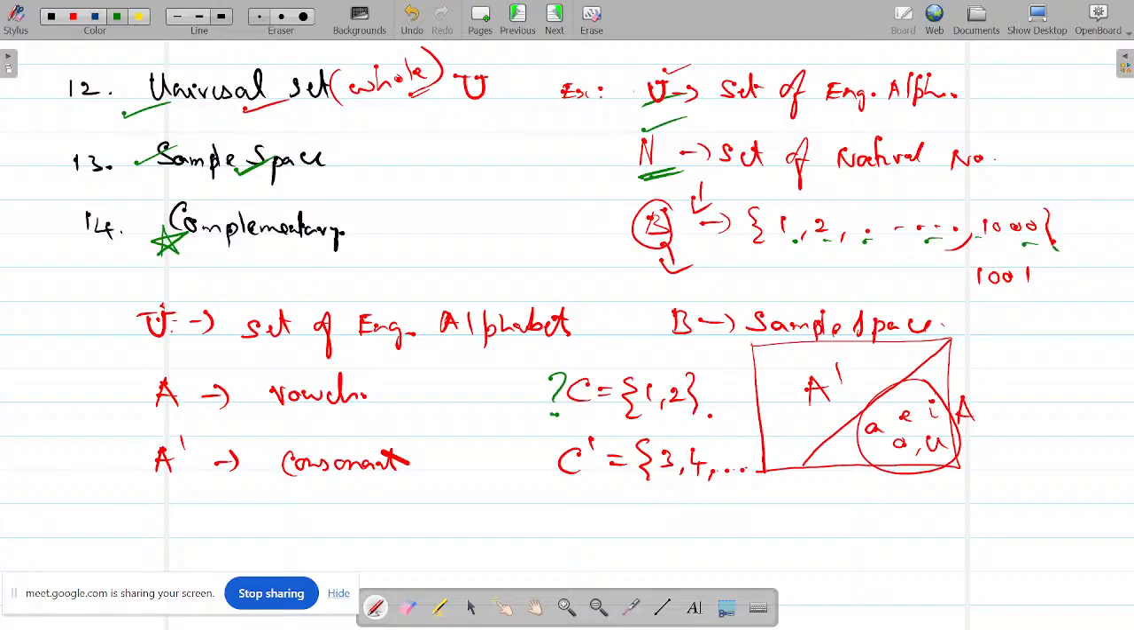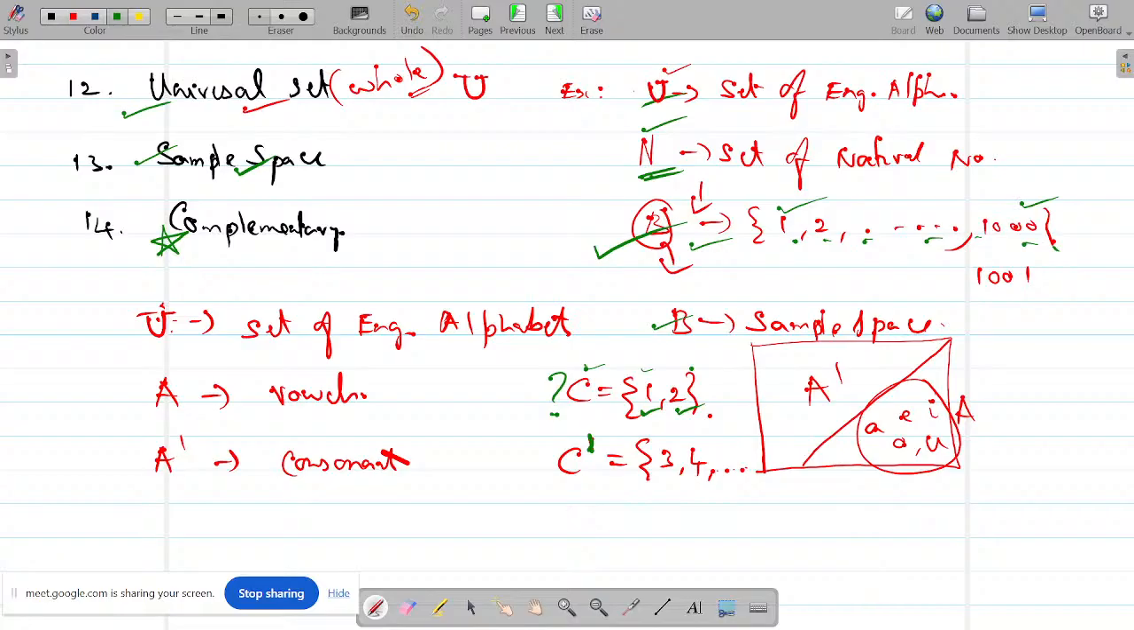Actually, this is not maths, this is psychology. This usually happens. When I was a student, I was also doing the same thing. We were talking about B, which is a sample space, from 1 to 1000 only. Automatically I'm talking about C as 1 and 2, and C dash starts with 3, and your mind says it ends with 1000. No, that's not happening. You're talking about the complementary set of C. C consists of only 1 and 2, and from where C is taken should be noted. If C is taken from the sample space B, then it stops at 1000.